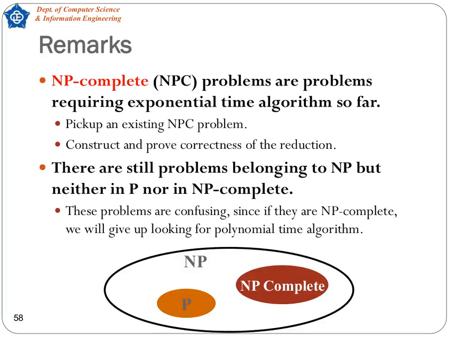First, NP-complete problems are those for which no polynomial time solution is known. In practice, they seem to demand exponential time. To prove a new problem is NP-complete, you pick a problem already known to be NP-complete, craft a reduction to your problem, and then rigorously show that this reduction holds.